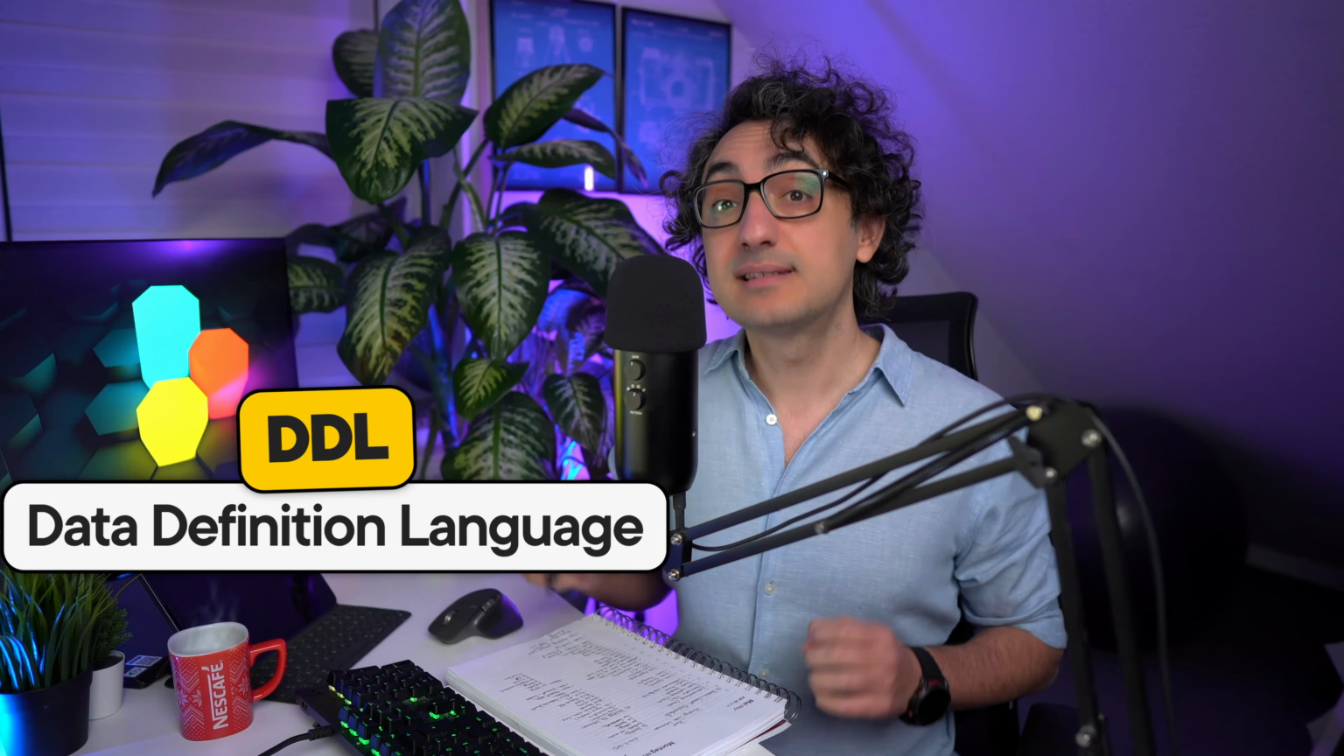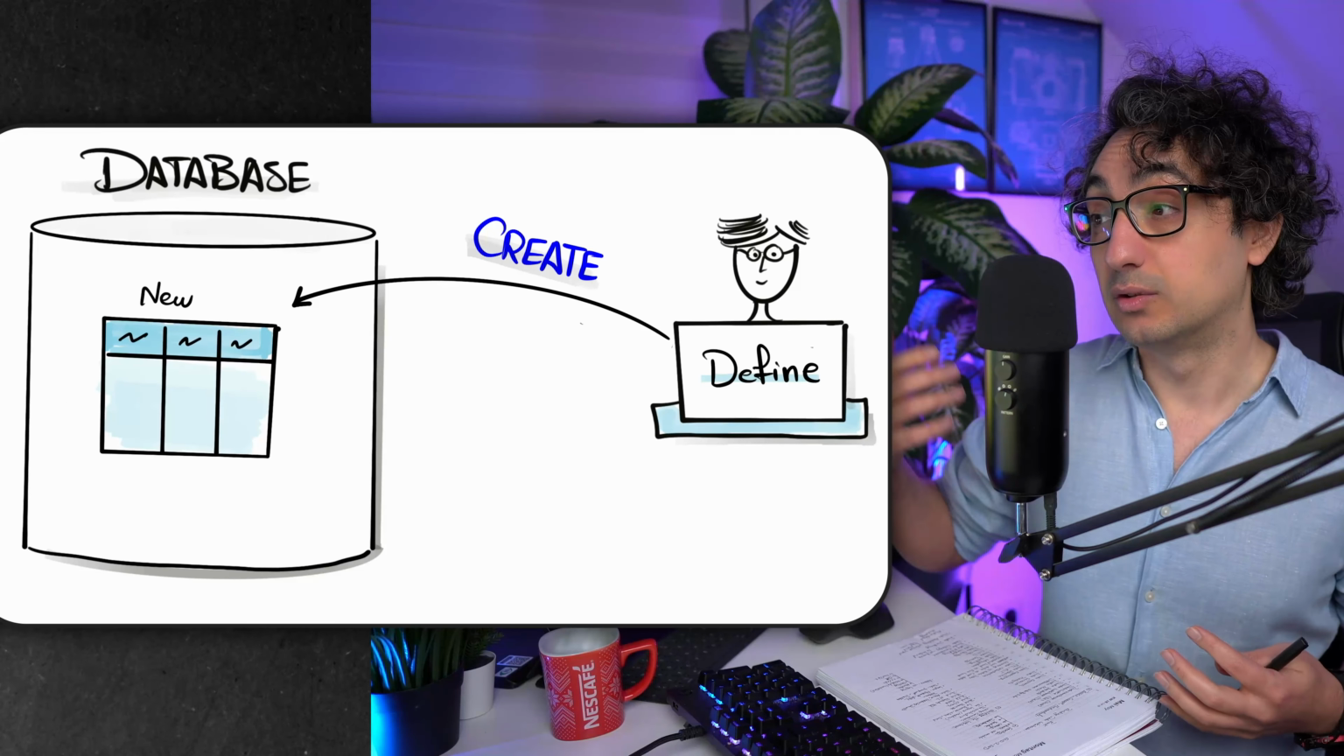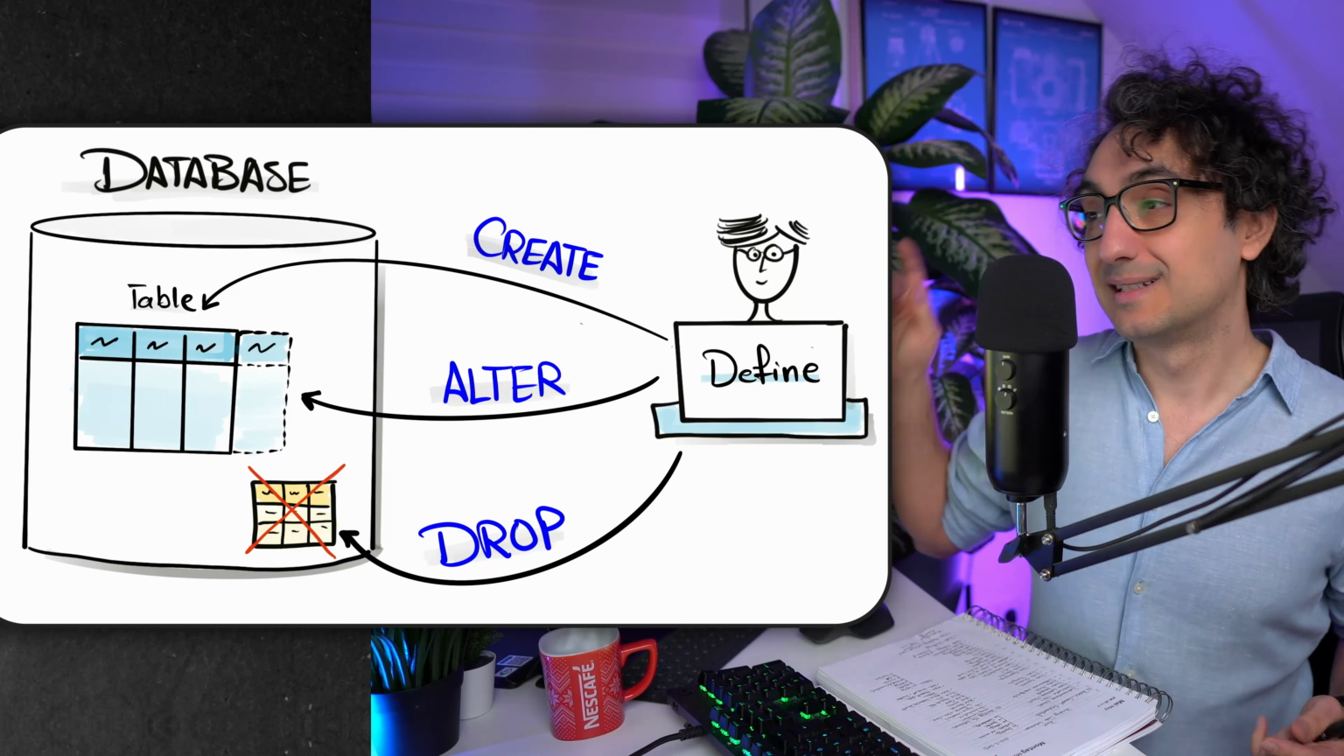Alright my friends, so now we can learn how to modify the structure of our database by using commands of the data definition language, DDL. So we can learn how to create a new table, update the content of a table, and as well how to drop a table. So let's go.